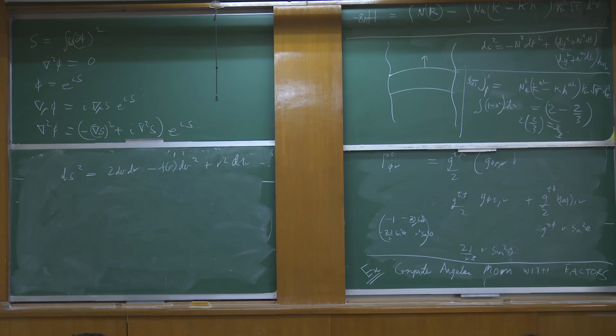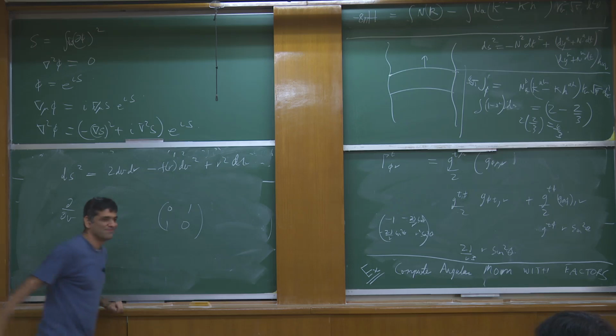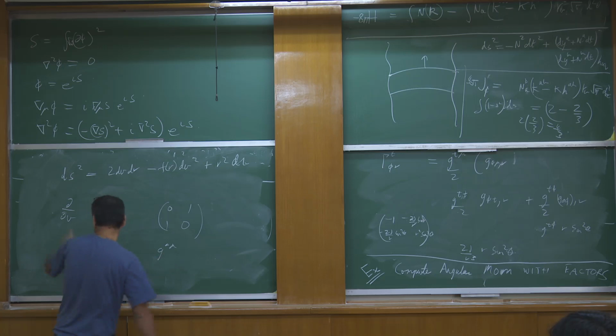Now, let us look at the vector d by dv, which is well behaved at the event horizon. At the event horizon, f is 0. So the metric is entirely 1, 1, 0, 0. And so if you take the dual, g mu nu, it's purely in the v direction, agreeing with d by dv. So you will have to do a similar sort of exercise.